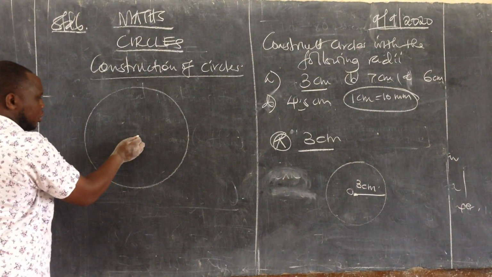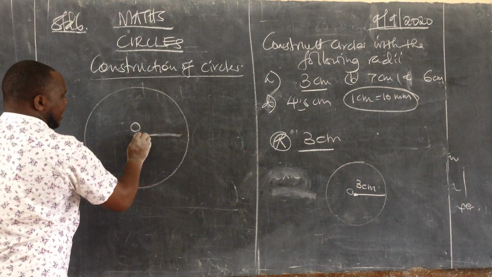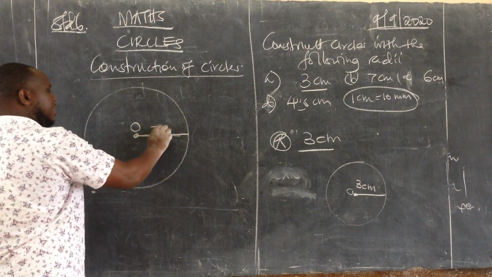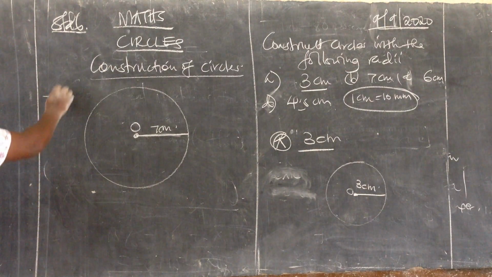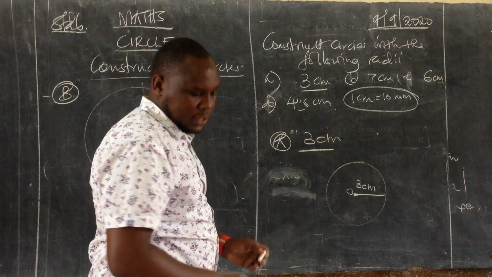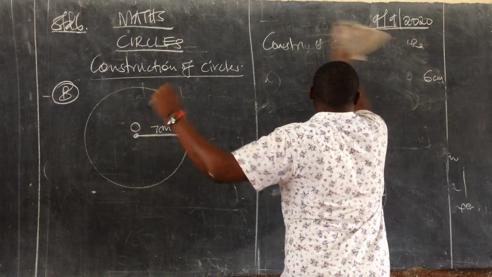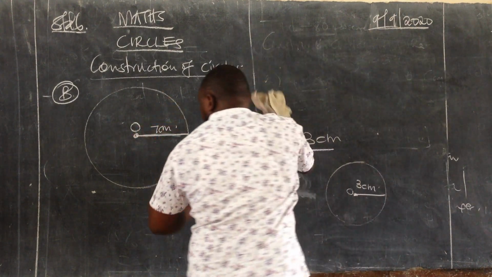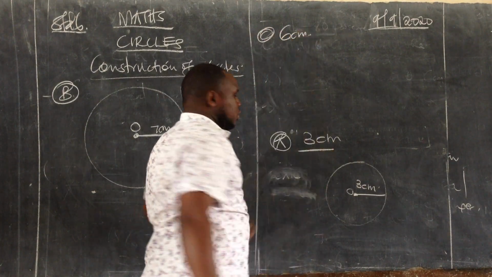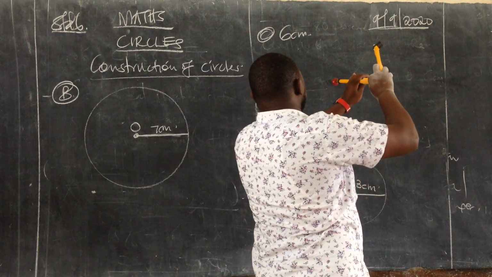So where the point is stood, that becomes center O. And my radius, make sure that you're using a ruler. Don't use freehand like I'm doing. So this becomes 7 centimeters. So that will be my circle B. Then, of course, I will have another circle of 6 centimeters, and then lastly the 4.5. So the 6 centimeter circle, circle C, is going to be slightly smaller compared to this one. So I'm going to do it here, my 6 centimeter circle.